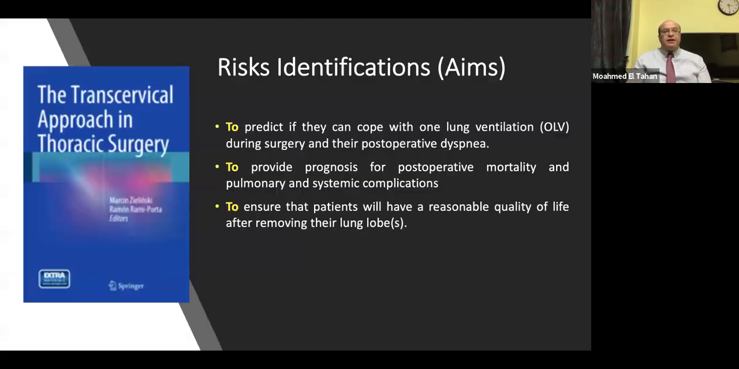Risk identification: you will find a lot of publications about risk identification aiming to predict if we can cope with one lung ventilation during surgery and post-operative dyspnea, to provide prognosis for post-operative mortality, pulmonary as well as systemic complications, and to ensure the patients will have a reasonable quality of life after removing their lung lobes or after thoracic surgery.